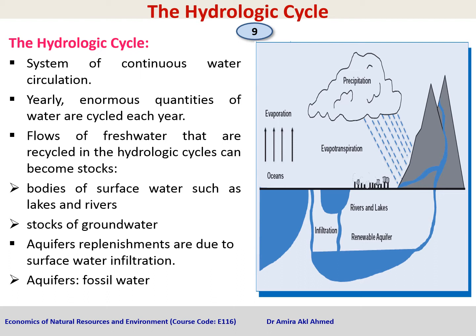Although surface freshwater can be considered a renewable resource, it is still available in limited supply. The flows of freshwater that are recycled in the hydrologic cycle can become stocks in two types of natural reservoirs: bodies of surface water such as lakes and rivers, and stocks of groundwater, which are found in aquifers.